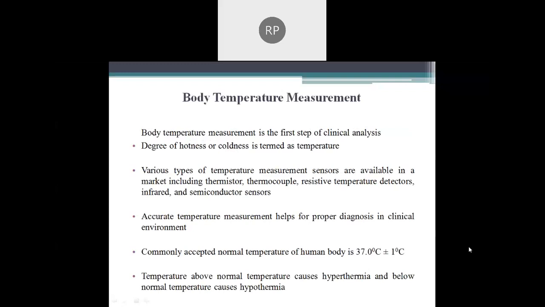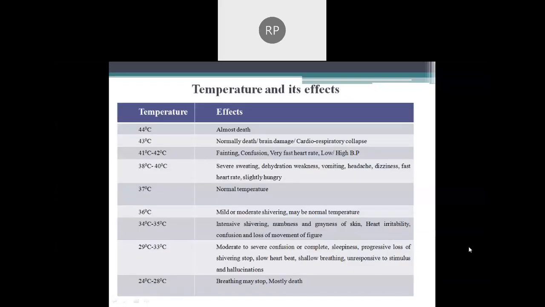Next. The parameters of interest: body temperature measurement. What do we mean by body temperature measurement? The degree of hotness or coldness is termed the temperature. Various types of temperature measurement sensors are available in the market, including thermistor, thermocouple, resistive temperature detector, infrared, and semiconductor sensors. Accurate temperature measurement helps proper diagnosis in a clinical environment. The commonly accepted normal temperature of the human body is 37 degrees centigrade plus or minus 1 degree centigrade. Temperature above normal causes hyperthermia, and below normal causes hypothermia.